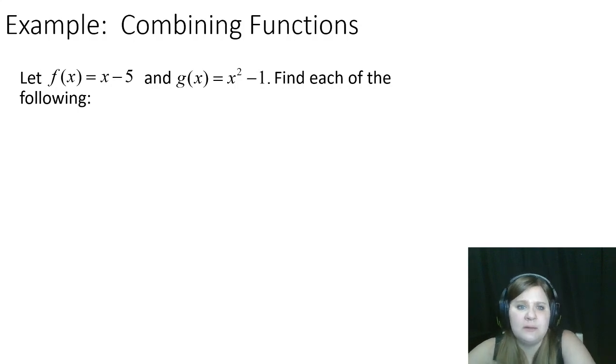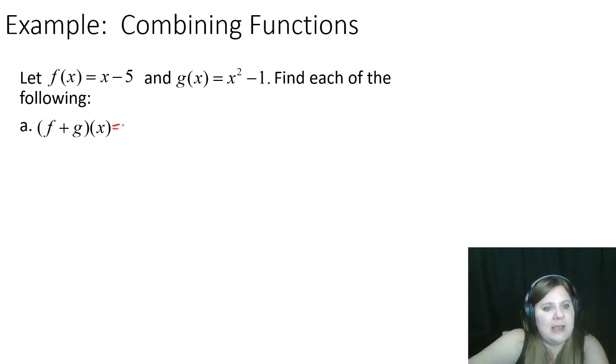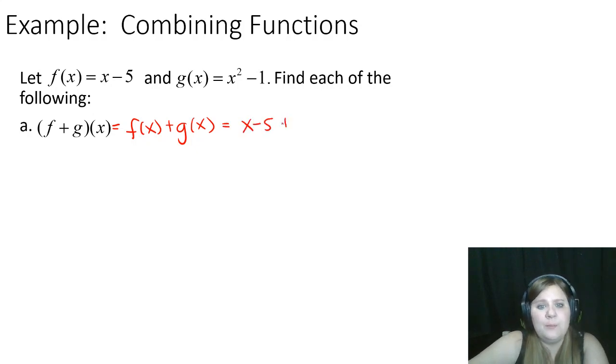Now, let's take a look at some examples. So let's start by finding f plus g of x given these two functions. Well, I know this is f of x plus g of x. So I have x minus 5 plus x squared minus 1.